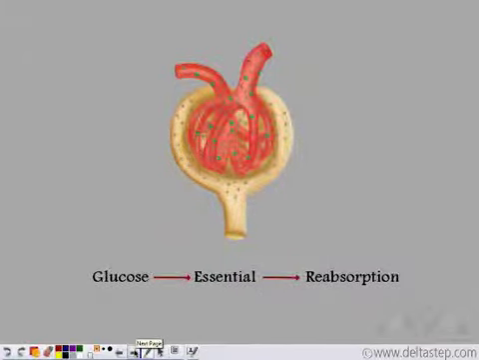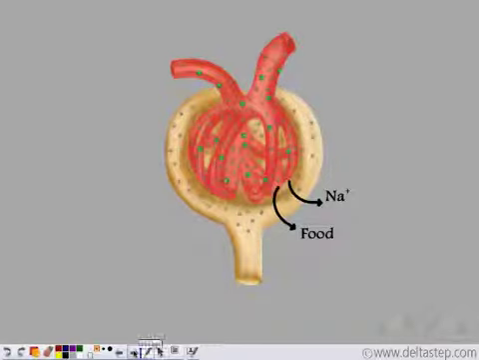Glomerular filtrate contains glucose, and we know that glucose is a very essential nutrient that we require for a healthy body. So glucose from the glomerular filtrate needs to be reabsorbed back into the body. Not only glucose, there are other food molecules which have high nutritional value and minerals such as sodium that are present in the glomerular filtrate, and these nutrients need to be reabsorbed from the glomerular filtrate back into the body.